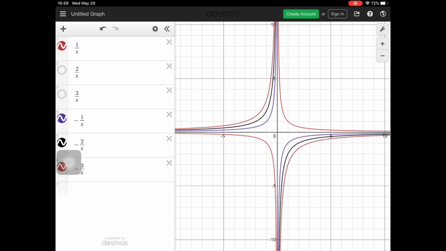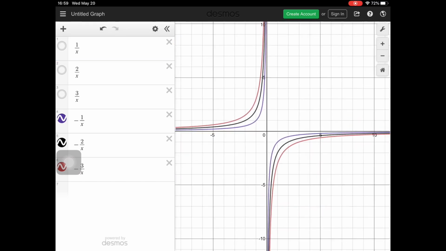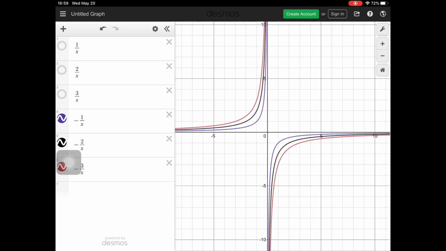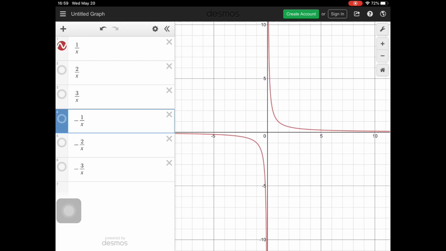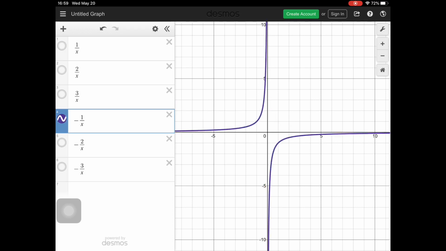You see what's happening here? Let me erase the first one, this one. You see that we obtained the same functions, but now we're in the opposite quadrants. Before we were in the first and third quadrant, right? And by adding a negative sign in front of the function, we are reflecting the original function on the y-axis, right?